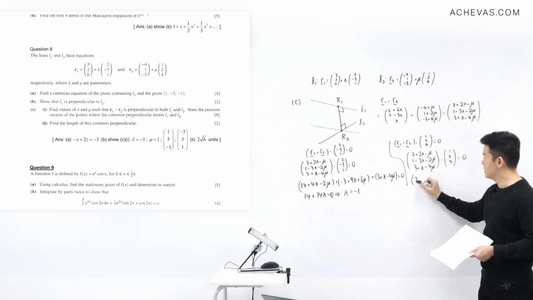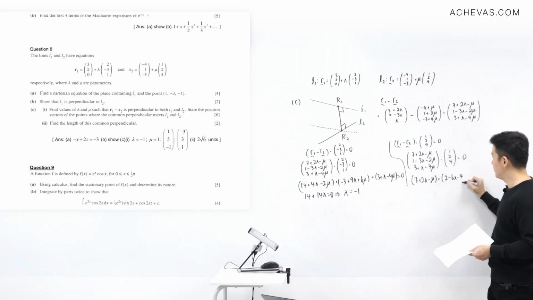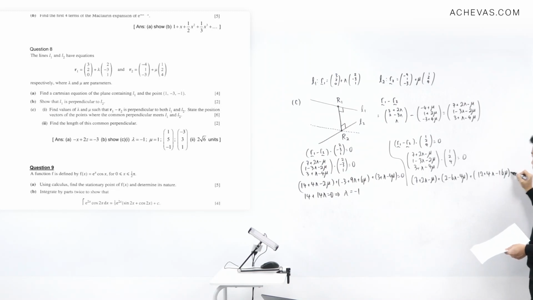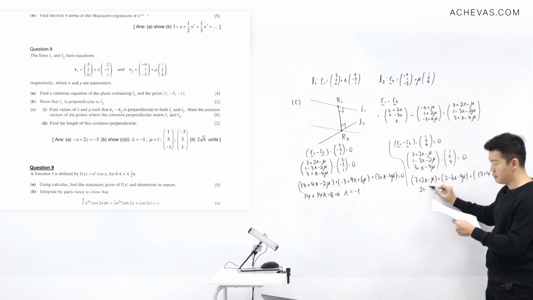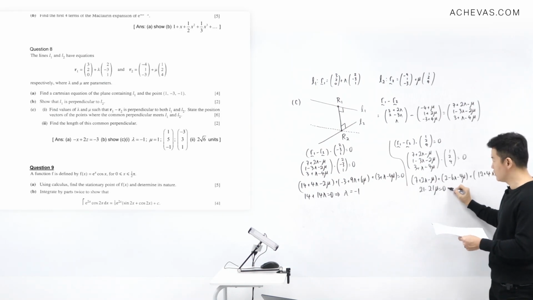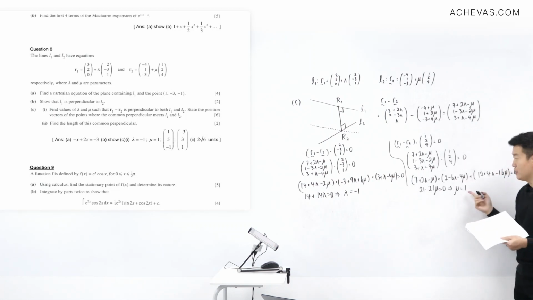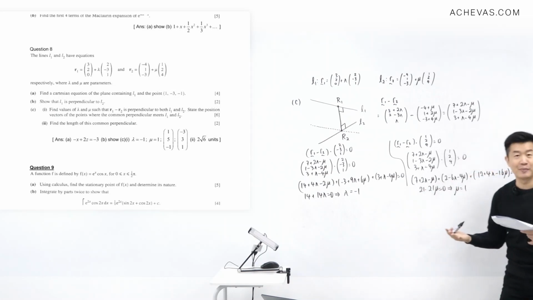So we will have 7 plus 2 lambda minus mu, then plus 2 minus 6 lambda minus 4 mu. Then we will have 12 plus 4 lambda minus 16 mu. This is equal to 0. Simplifying this, we will have 21 minus 21 mu is equal to 0. Again, we will be able to immediately solve for the value of mu. So lambda and mu have already been solved just because we are willing to take a bit of micro step.